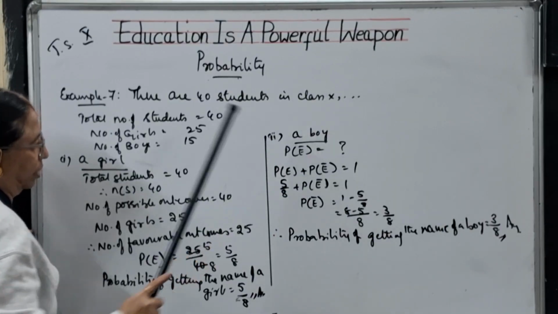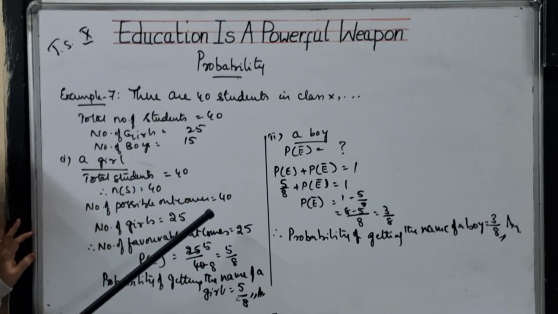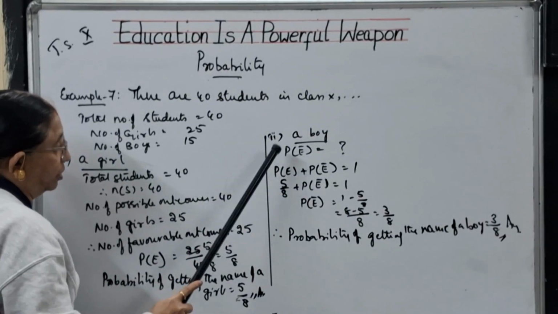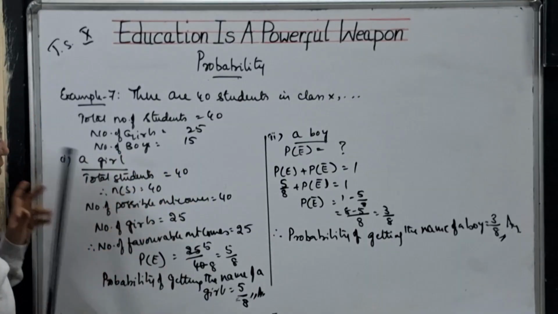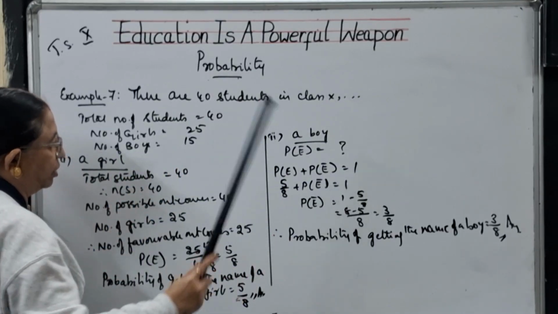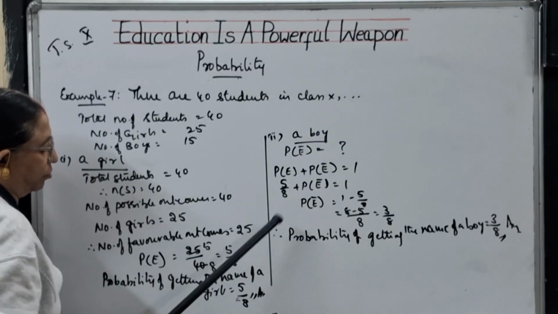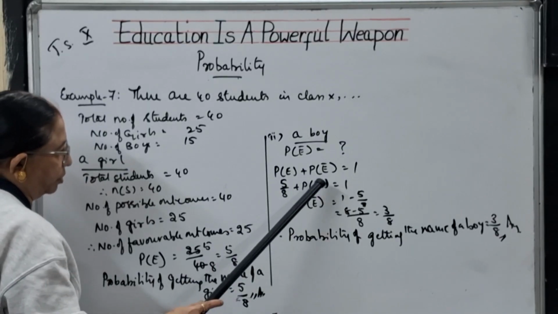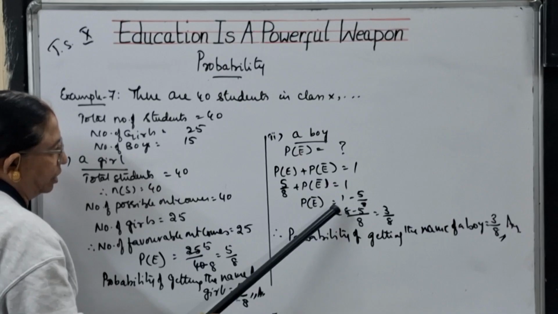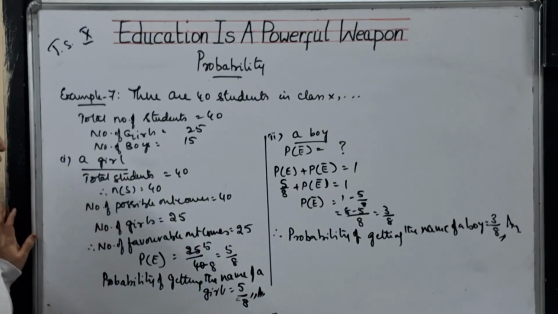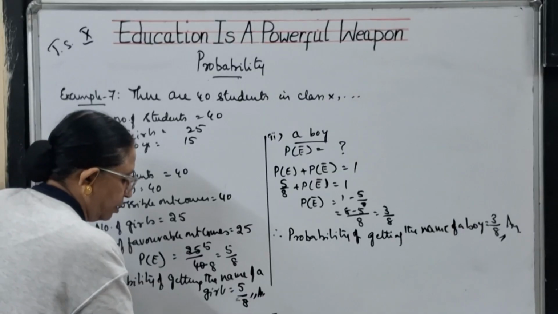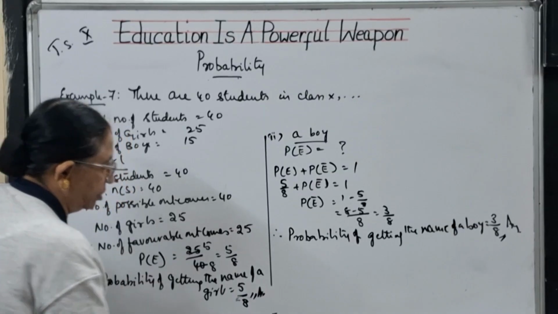Now we want a boy. A boy means it is the complement of the probability of event. So P of E dash is how much I have considered. So P of E plus P of E dash is 1. We know actually, so P of E we got as 5 by 8 plus P of E dash is 1. P of E dash is 1 minus 5 by 8, that is 3 by 8. So probability of getting the name of a boy is 3 by 8, children. Please note it down.